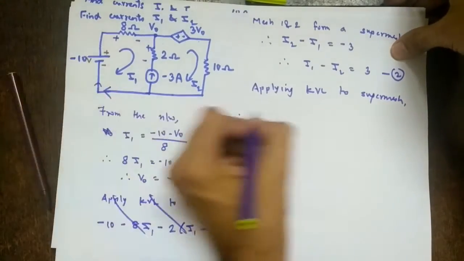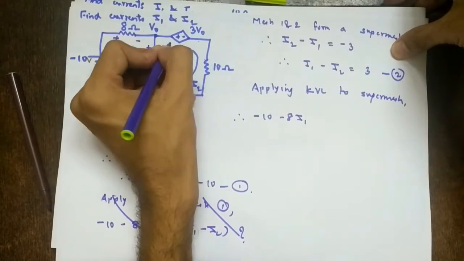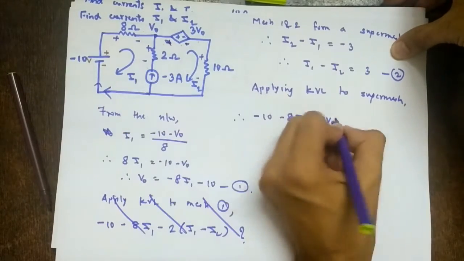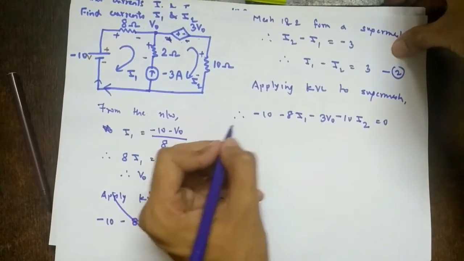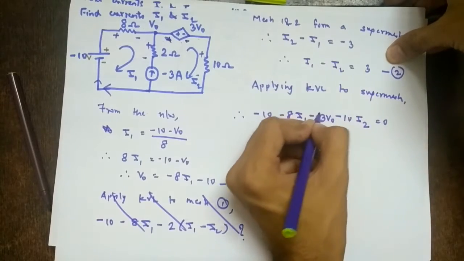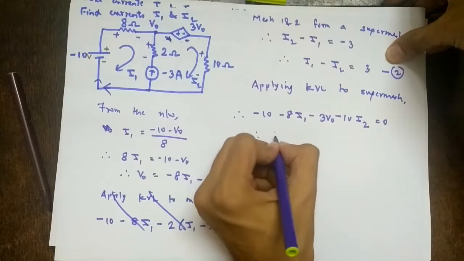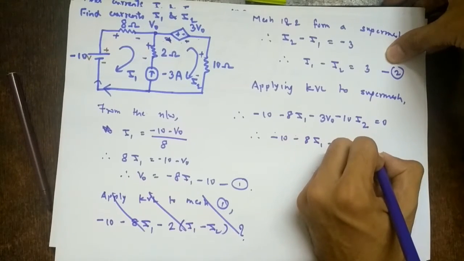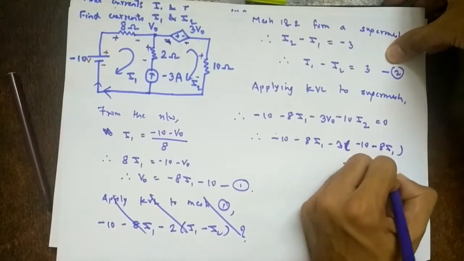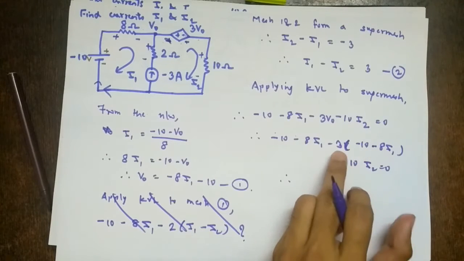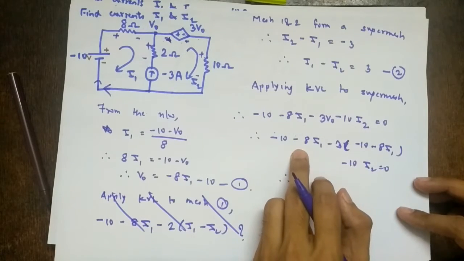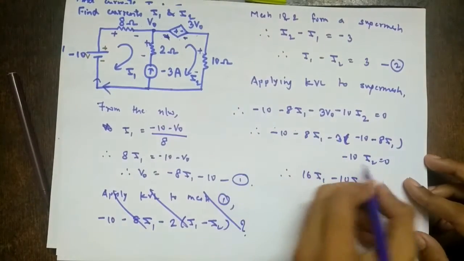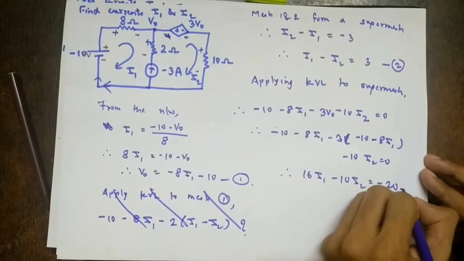Again, let's start from here. Minus 10 minus 8 I1. For I2 this is given plus minus, so we are going from plus to minus. We don't have to see this. So minus 3 V0 plus minus 10 I2 equal to 0. We have this equation and this equation, but there are three unknowns including V0. That's why we have written V0 in terms of I1 and I2. So substitute that here: minus 10 minus 8 I1 minus 3 times V0, which is minus 8 I1 minus 10, minus 10 I2 equal to 0. Just solve this, collect the terms in I1: minus 3 into minus 8 is plus 24, 24 minus 8 is 16. So 16 I1 minus 10 I2. This is plus 30 minus 10, 30 minus 10 is 20, and when it comes to the right side, it is minus 20. So this is equation 3.